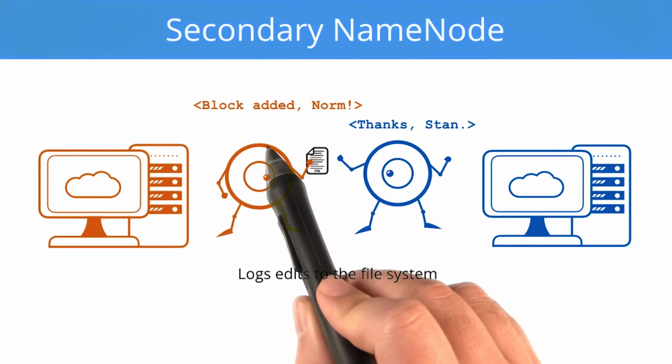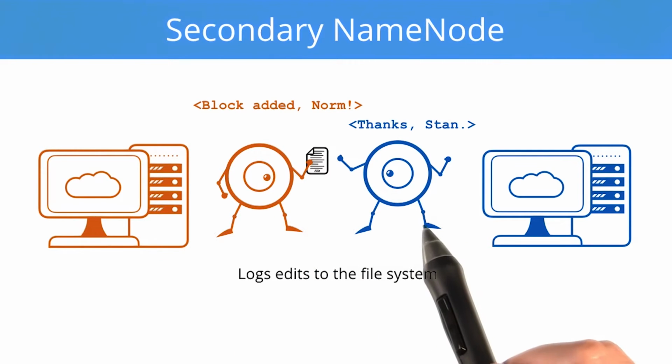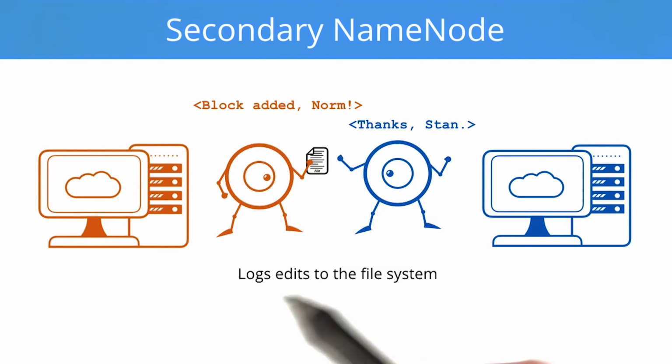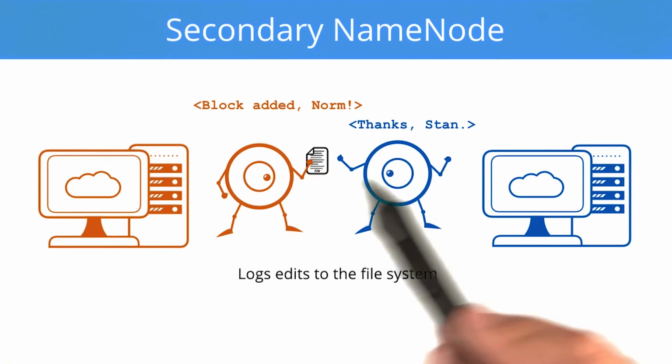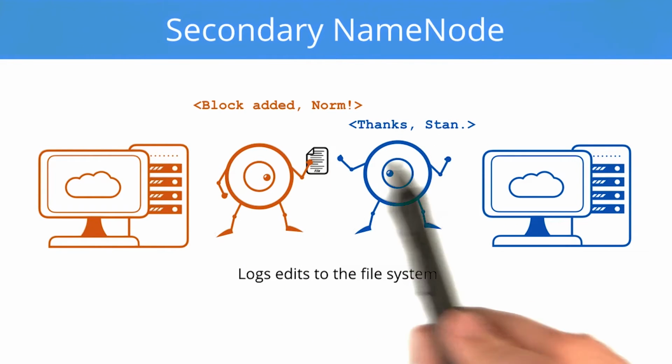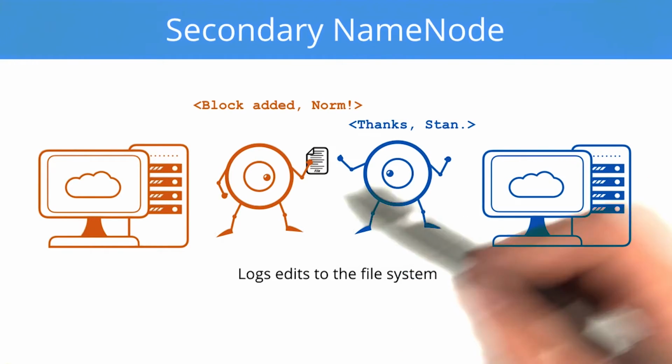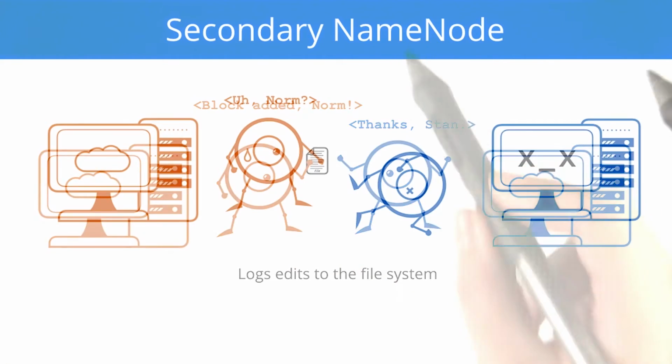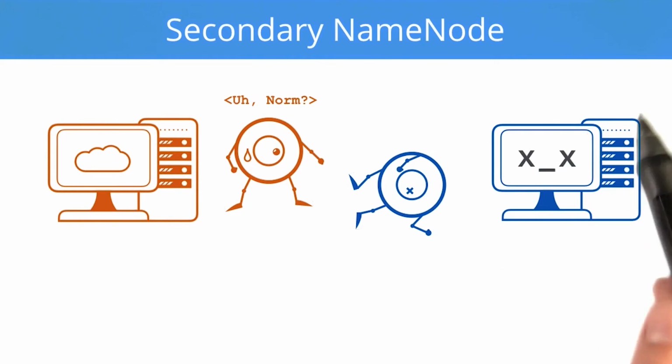The secondary NameNode logs edits to the file system. The secondary NameNode logs changes to fsimage, which are then used to update the file on the NameNode. It's actually fairly poorly named though. The secondary NameNode stores only edits, not the actual fsimage file. So if the NameNode dies, the block metadata is all gone.